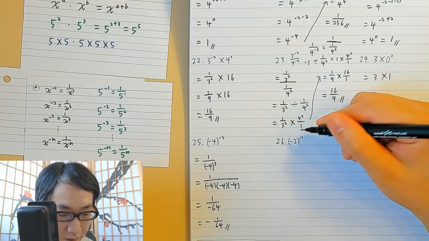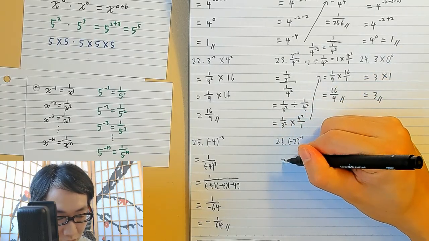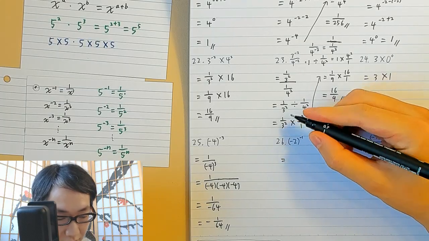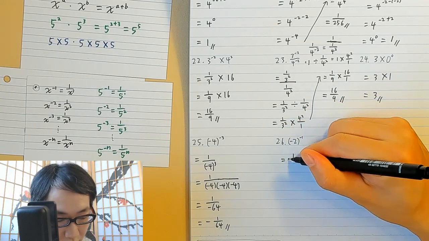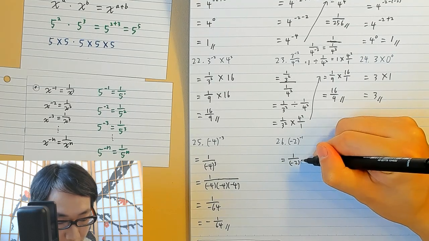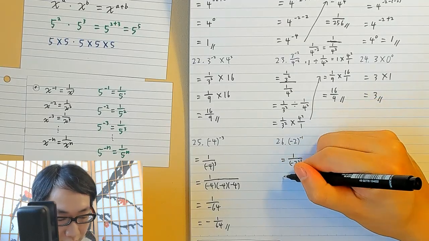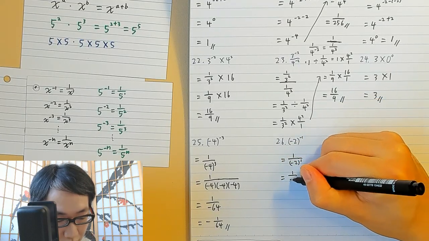26. -2 to the power of -1. So we solve the indices first. So 1 over -2 to the power of 1. The power of 1 is just nothing. So 1 over -2.